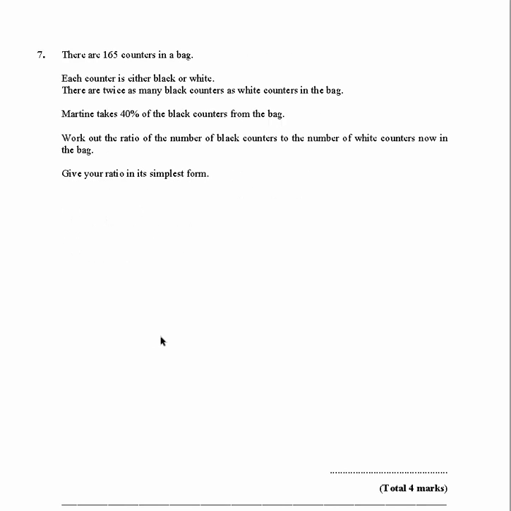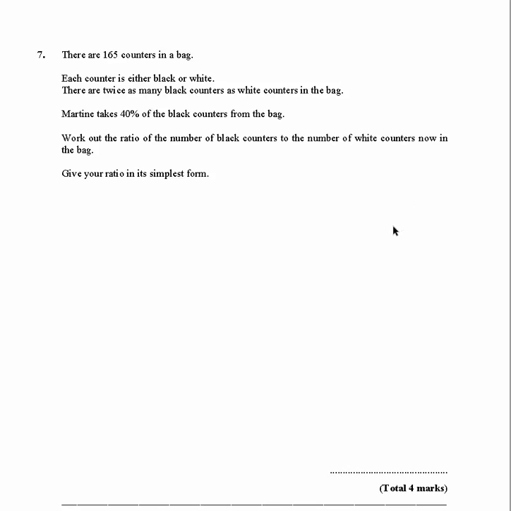Question 7. There are 165 counters in a bag. Each counter is either black or white, and there are twice as many black counters as white counters in the bag. And then she takes 40% of the black counters from the bag and work out the ratio of the number of black counters to the number of white counters now in the bag.